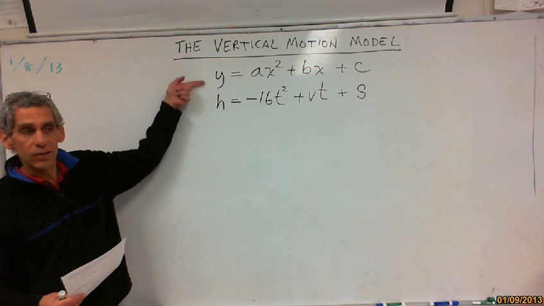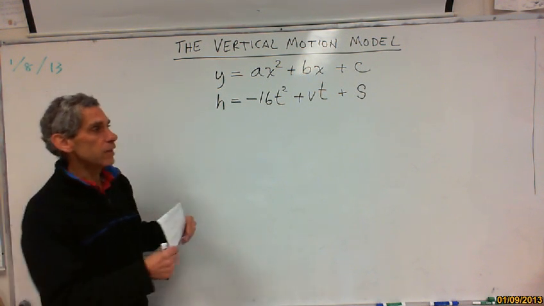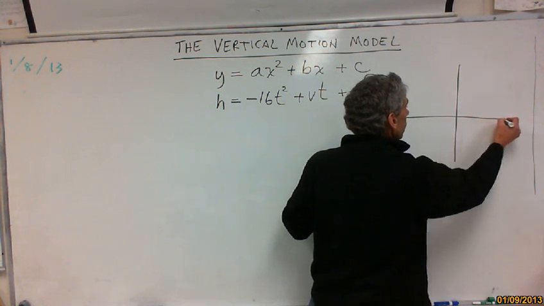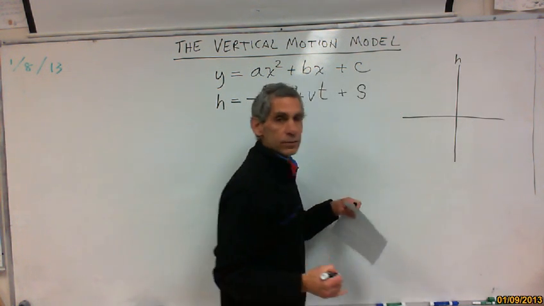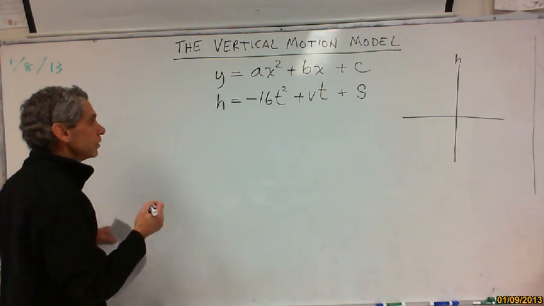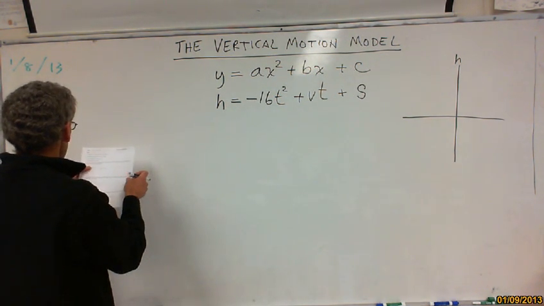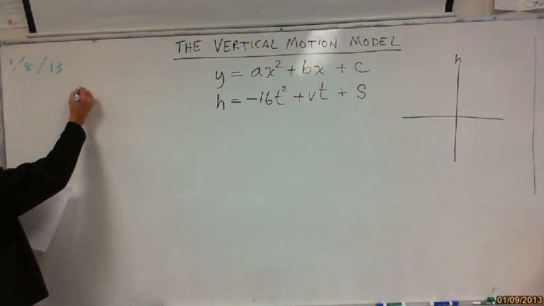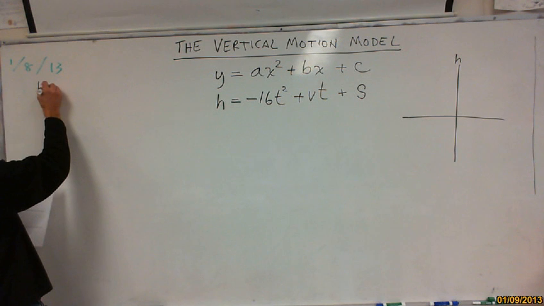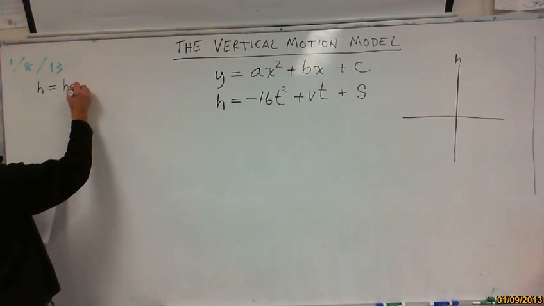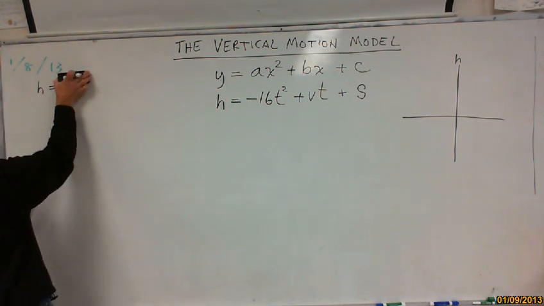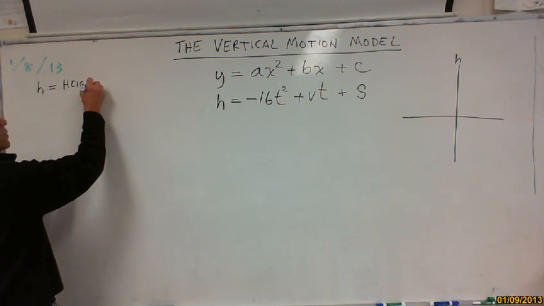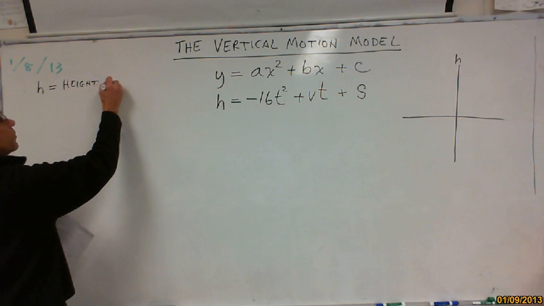So first of all, we've got to talk about all these letters and what they stand for. Now, instead of y, they're calling it an h. So think about it. If you have a graph, the y-axis is now our h-axis. H is the height at any given time.